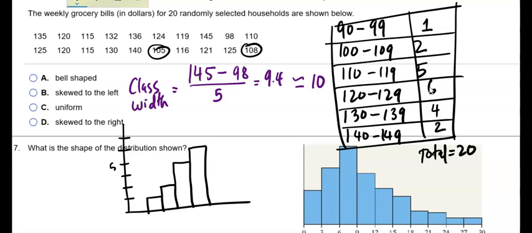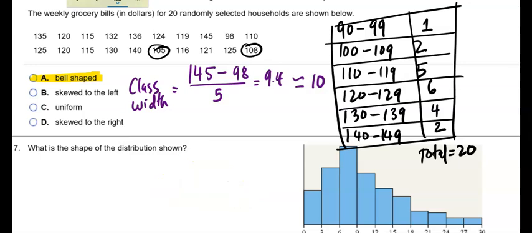Now see how the bar is increasing, and it is supposed to decrease at the same ratio. The next is going to be 4, and the next is going to be 2. So the shape of the distribution is pretty much bell shaped, and so it's called symmetric. So in this question, the shape of the distribution is bell shaped. All right.